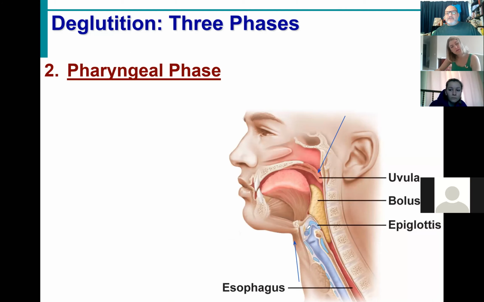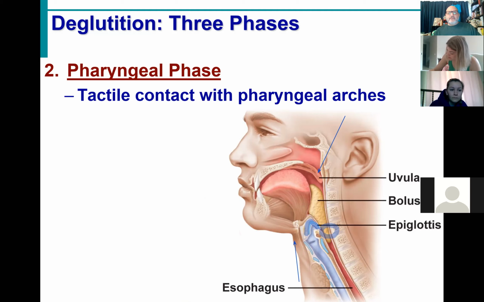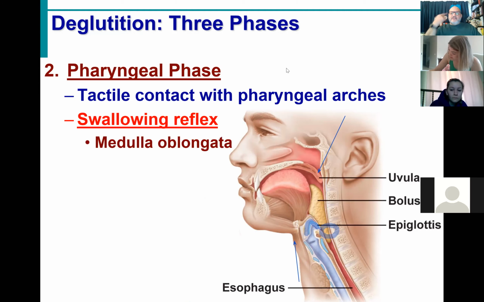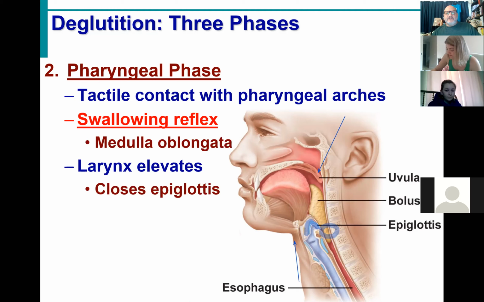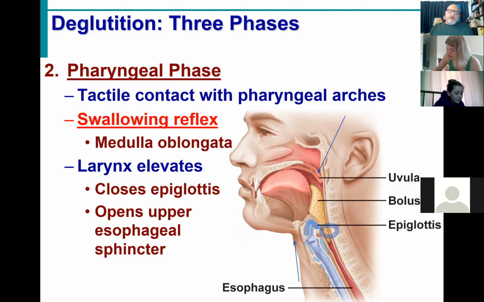The first thing that has happened is that the elastic epiglottis has closed over the top of the larynx, closing the glottis, which is the opening there, so that the food cannot enter into our airway. And notice also the elevating of the larynx has opened the upper esophageal sphincter. So again, we make contact with those pharyngeal arches. This is a subconscious reflex that goes through the medulla oblongata. Our larynx elevates, our epiglottis closes, and our upper esophageal sphincter opens.